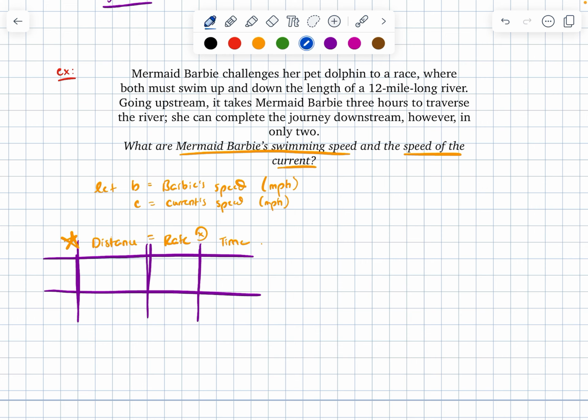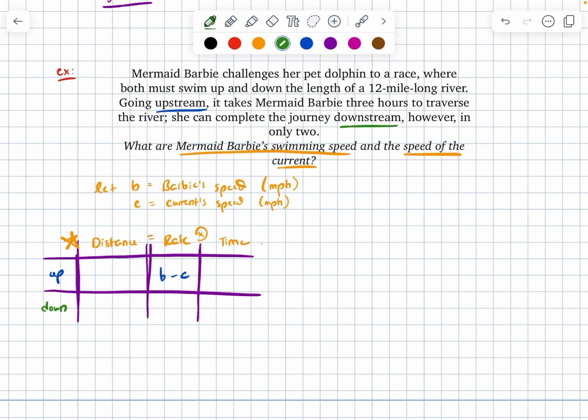And I have two cases here, one where Barbie is going up the river and one where Barbie is going down. So I'll say our top case is our up case and our bottom case is our down case or our downstream case. Let's start with the rates. When I'm going up the river, that means the river is flowing in the opposite direction from what I'm swimming. So if Barbie travels at b miles per hour and the current is pushing against her, it's going to subtract from her speed. So the total speed would be whatever Barbie's speed is minus the speed of the current.